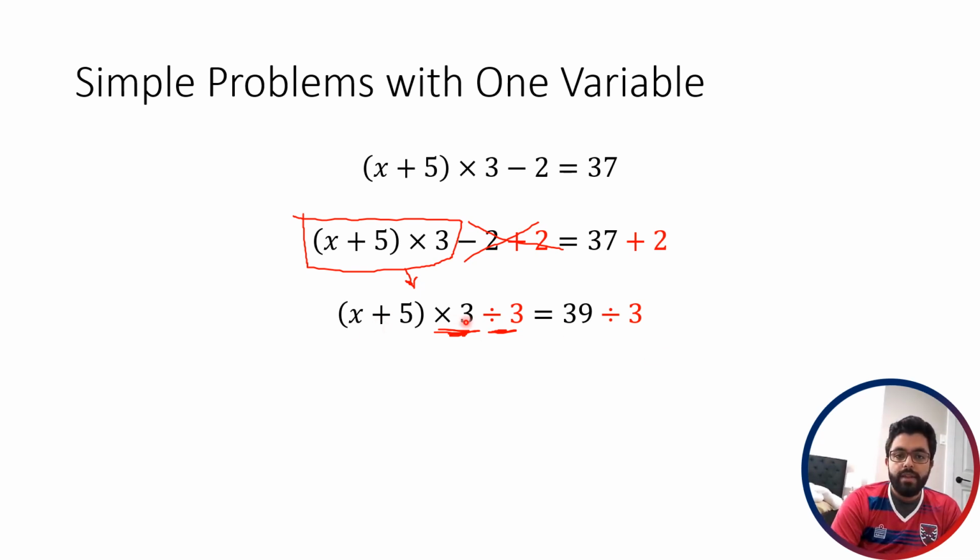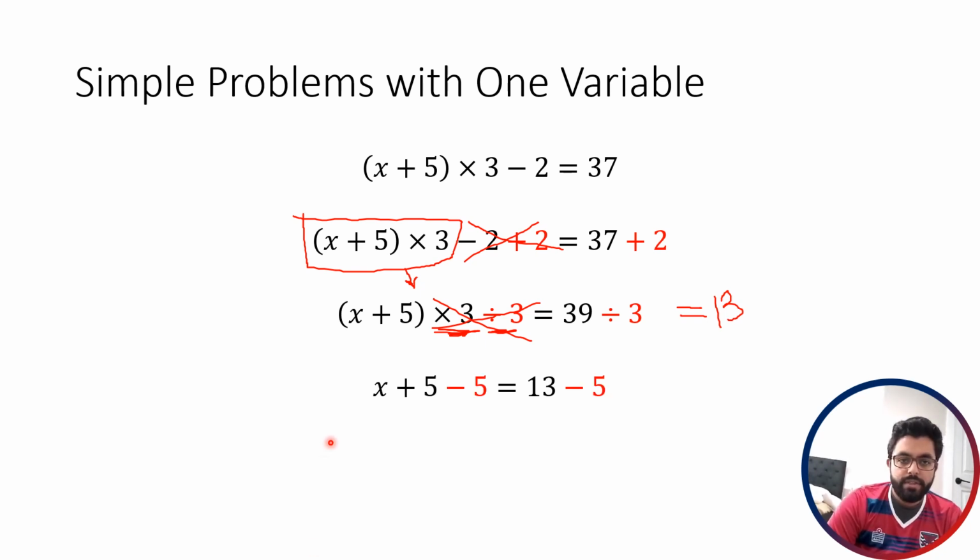So if we go through that, this times 3 divided by 3 is going to vanish. That's going to disappear. And 39 divided by 3 is going to be 13 on the right side. So what that gives us is this. On the left side, the times 3 divided by 3 vanished, so we're left with just this x plus 5 right here in the black. On the other side, 39 divided by 3 is 13 in the black.